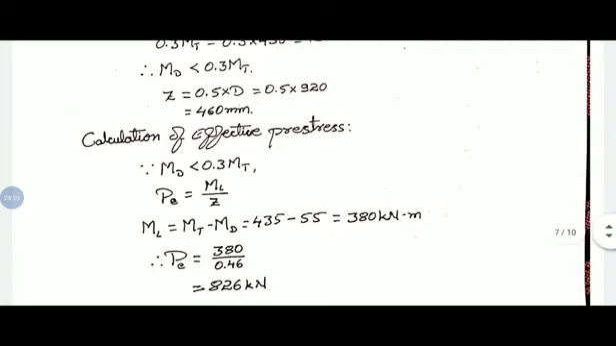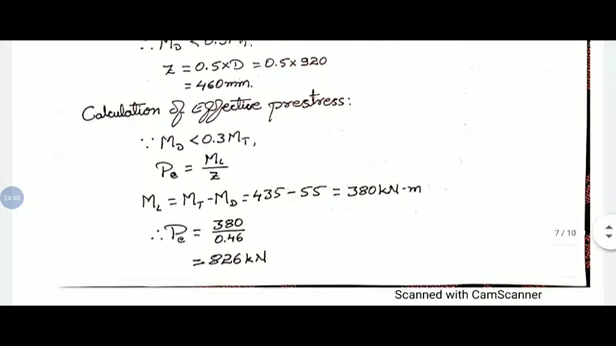Then calculation of effective pre-stress. Again, dead load moment is less than 30% of total moment, so PE equals ML by Z. ML is live load moment, it is MT minus MD, we will get 380 kilonewton meter. So PE equals 380 upon 0.46, that is the depth of the beam. It is not sectional modulus, it is lever arm. So 826 kilonewton is the effective pre-stress.